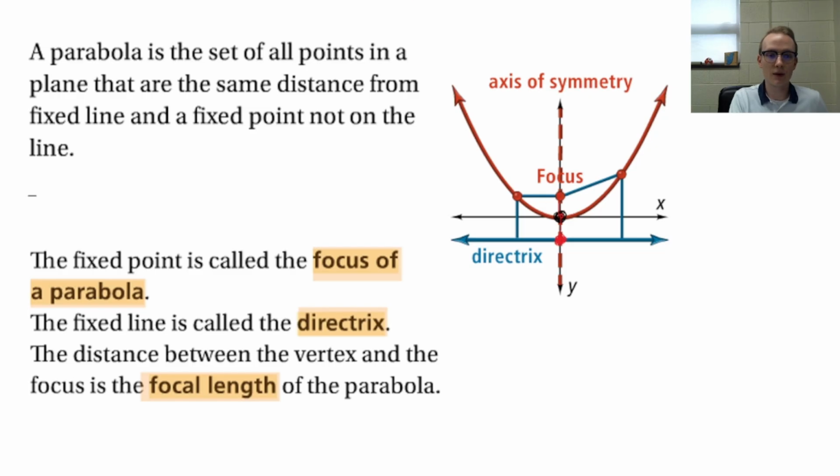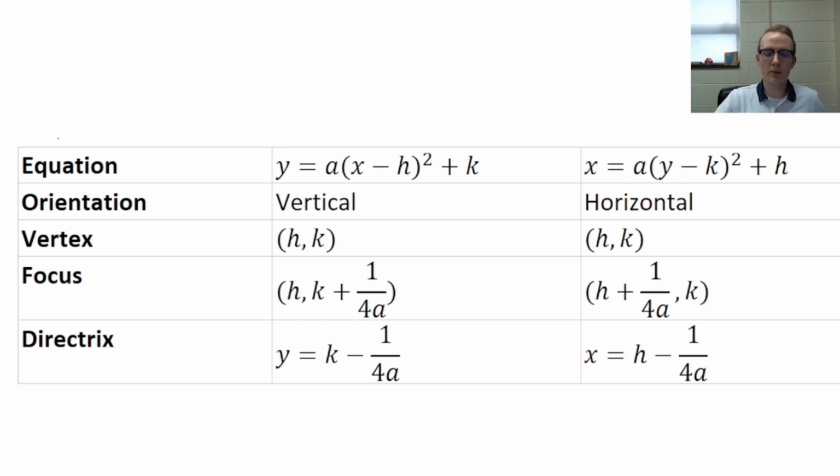But since the vertex is in the middle of the parabola, as is the focus, we can find it even if we don't know anything else about the parabola other than the focus and the directrix. So now we're going to talk a little bit about the equation of a parabola and how we can find the vertex, focus, or directrix.